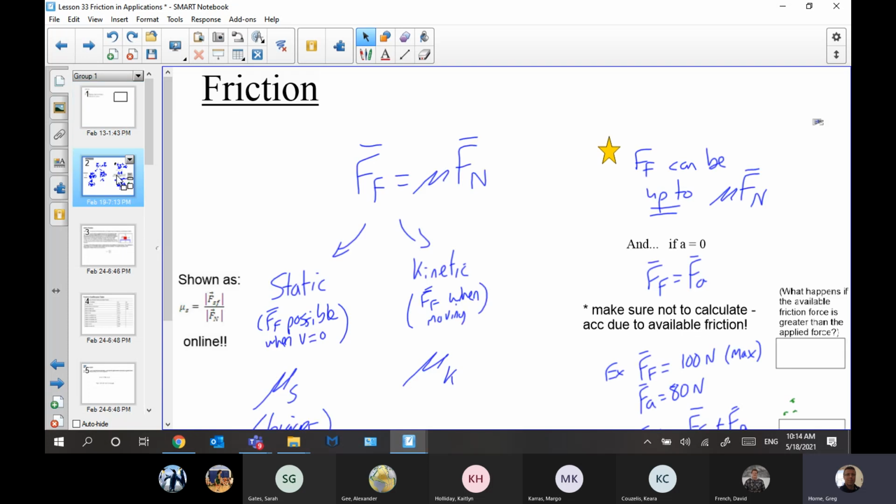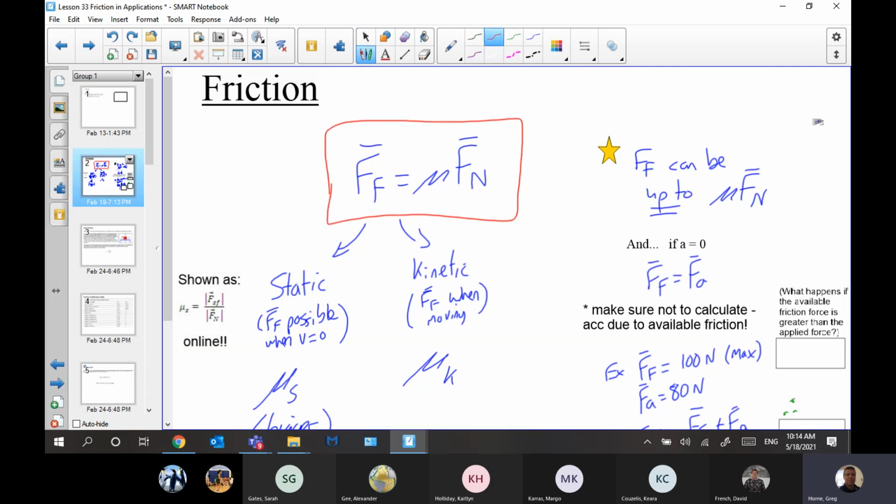So I just want to remind you that we've seen in the past that friction is mu Fn. The friction force is basically a percentage of the normal force. We know the normal force is just that contact force between objects. And then mu is like a number, so you could think of this as the percentage. So basically, friction force can be a certain percentage of the normal force.